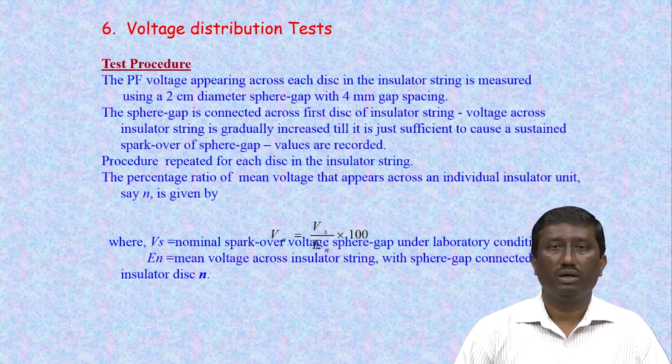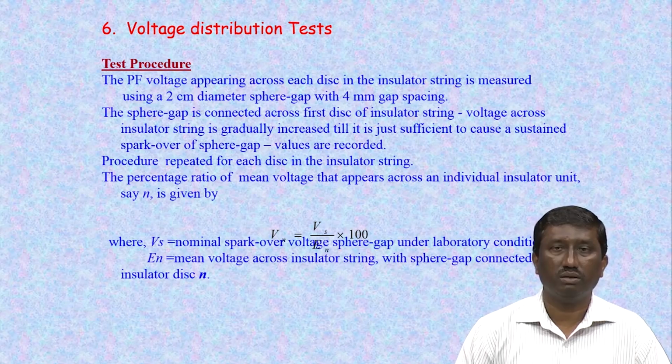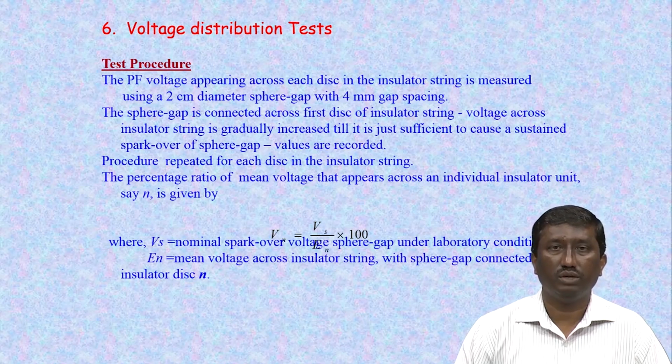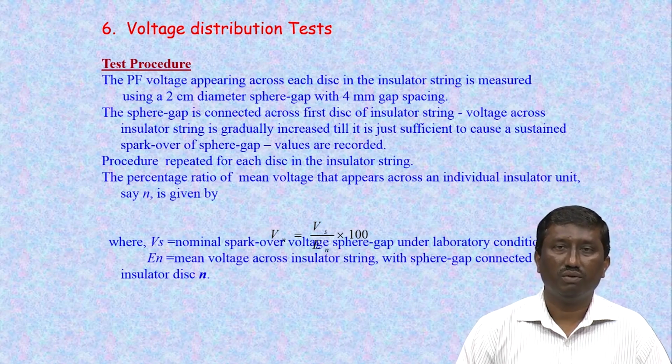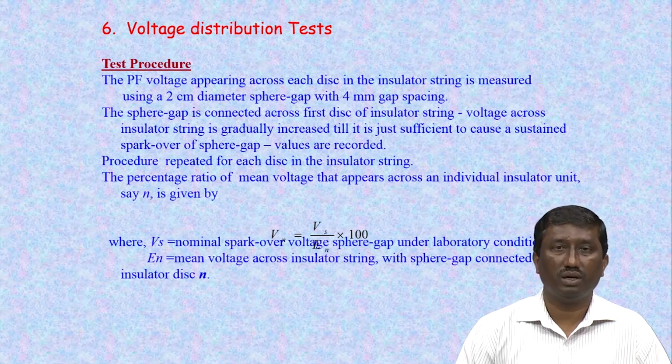Usually the complete insulator string, with the accessories and corona control ring, has to be simulated as per the field conditions. Then measurements can be carried out by applying the voltage across each disc. The usual practice in the laboratory is to use a small sphere gap arrangement with appropriate gap spacing. Presently we will show a 2 centimeter diameter sphere gap with a 4 mm gap spacing, which could be used for the measurement of voltages.